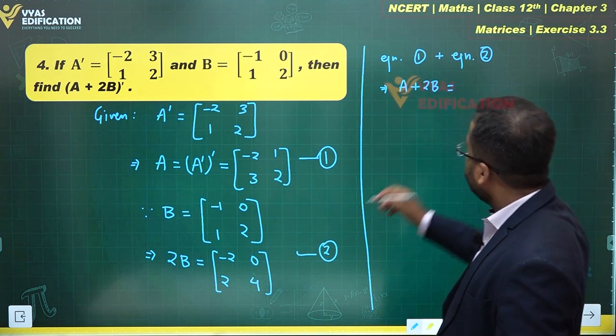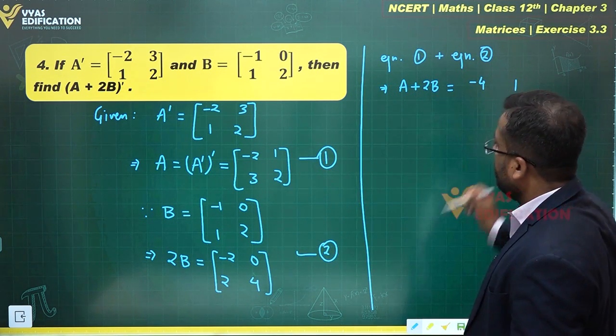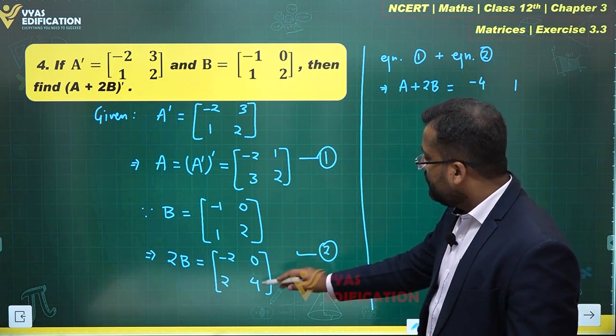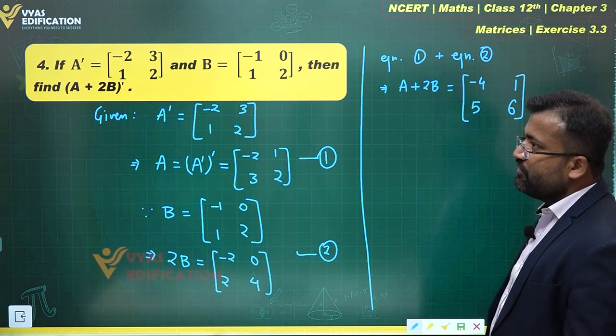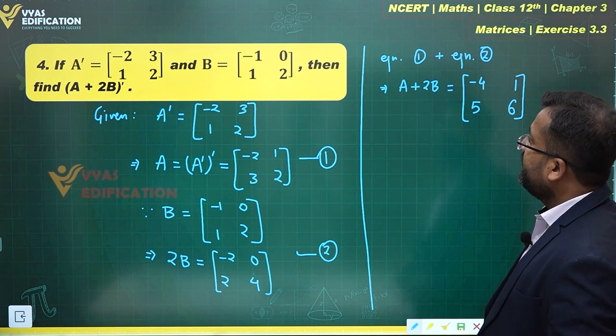This is minus 2, this is minus 2, this becomes a minus 4. This is 1, this is 0, this becomes a 1. This is 3, this is 2, which becomes a 5. This is 2, this is 4, which becomes a 6. And yes, this is the 2 by 2 matrix that we obtained. This is A plus 2B is equal to this 2 by 2 matrix.